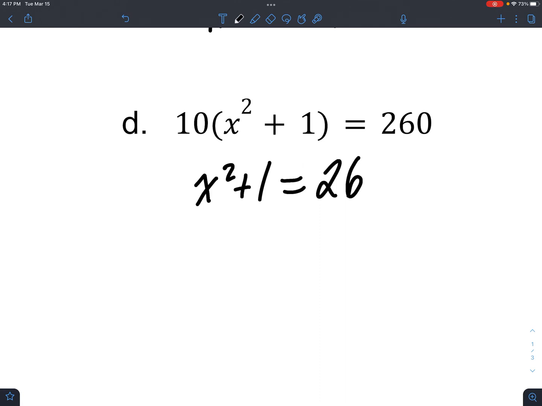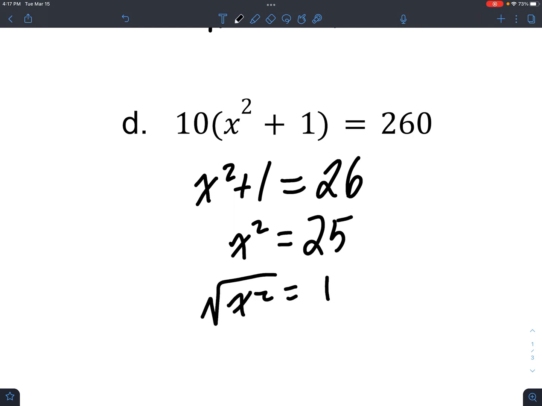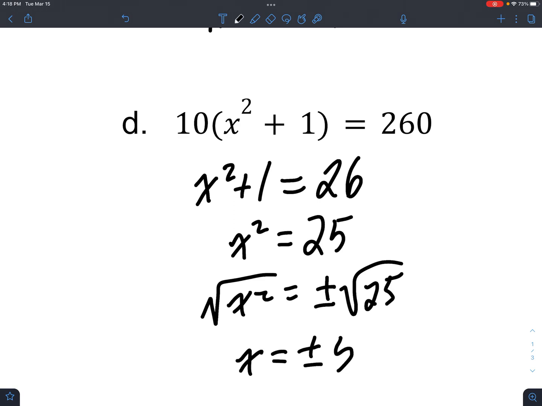Okay, so I divided by 10 because I want to start peeling away the things so I can solve for x squared. And then I'll subtract, and then I will introduce a square root with the plus or minus. Okay.